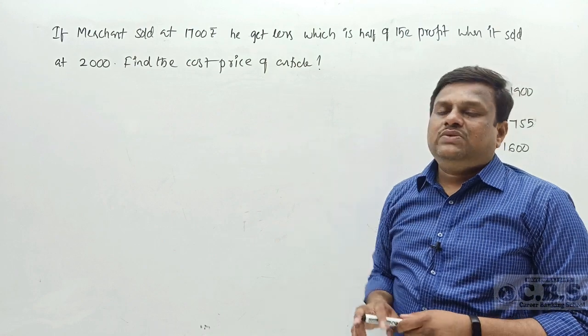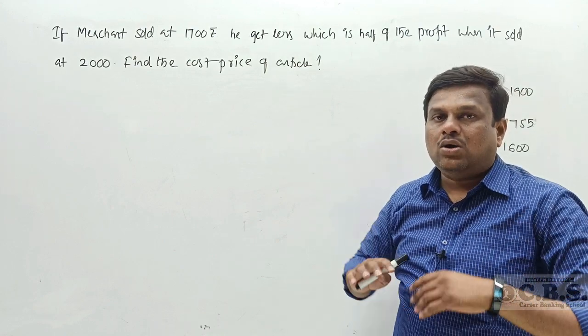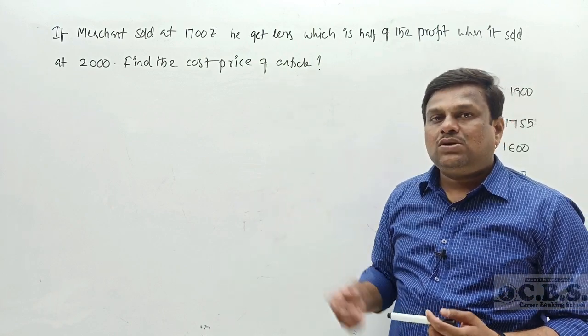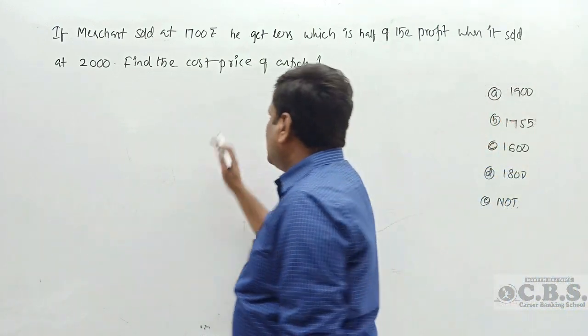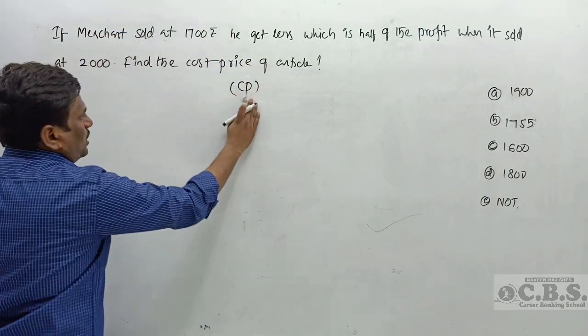You can answer this question with a simple concept. Some are trying to do it with an average. The average concept does not work in all models, but this concept works in all models. What is the concept? Here the cost price is the same. Get my point? In the first one, the cost price is the same.